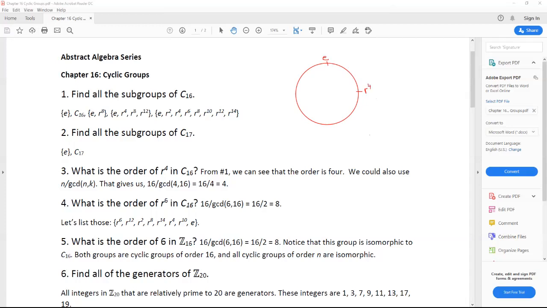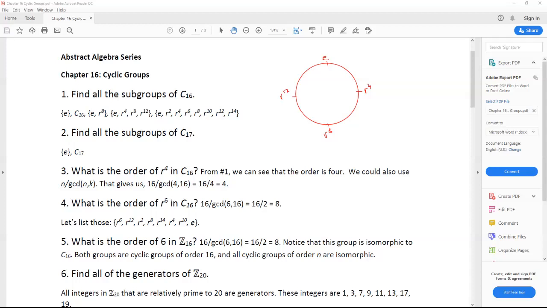and applying r to the power of 4 again is just going to turn the hand of the clock to this position, r to the power of 8. And then if we apply r to the power of 4 again, we get r to the power of 12. And we can see that the order is 4. It takes 4 applications of r to the power of 4 to complete this cycle.